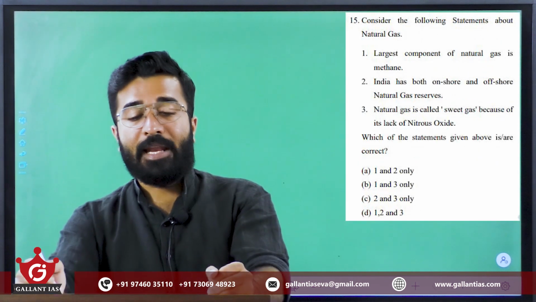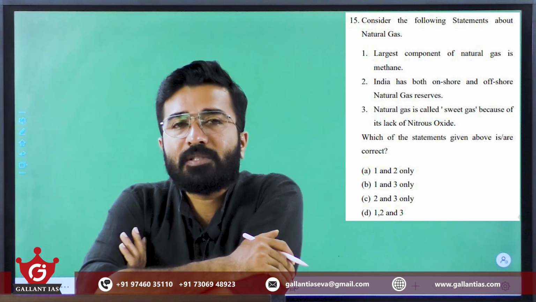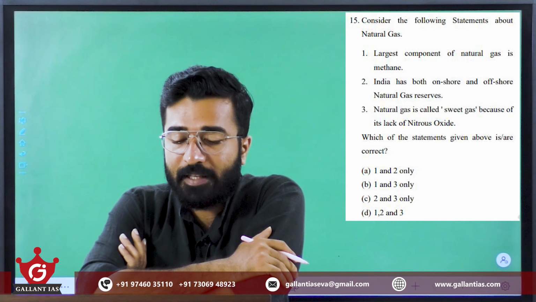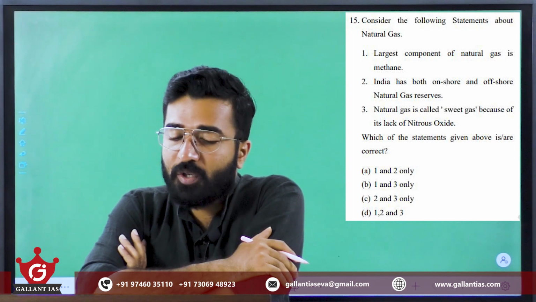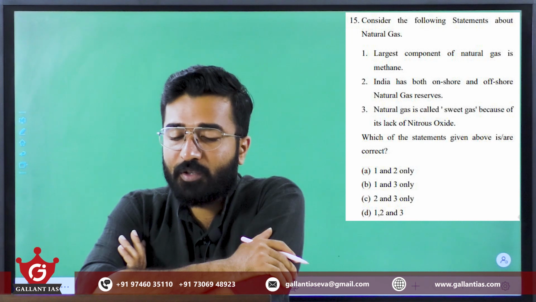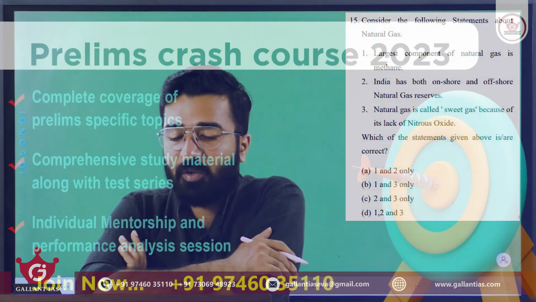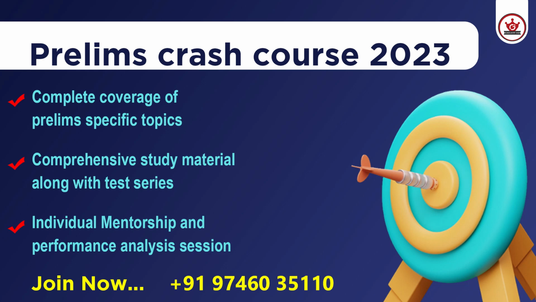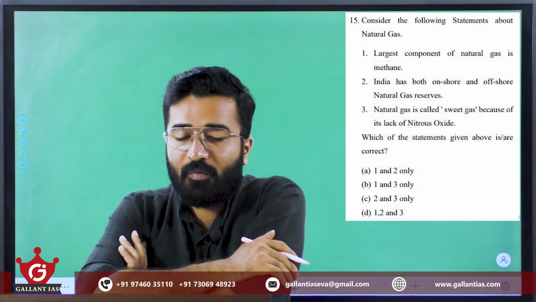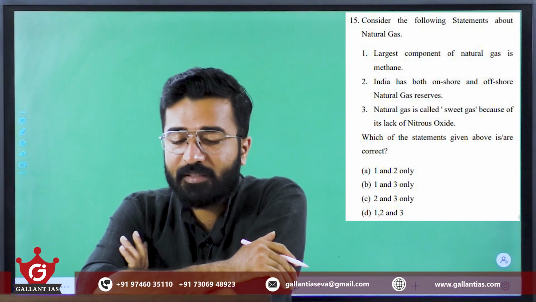Consider the following statements about natural gas. The largest component of natural gas is methane. I mean almost 70% of natural gas is methane. One is correct. India has both onshore and offshore natural gas reserves. Example, Mumbai High, and even in Assam we have the Digboi field. So both 1 and 2 are correct. Then, natural gas is also called sweet gas because of its lack of nitrous oxide. How many of you have made it correct? Okay, few. What's the explanation for that? Okay, 1 and 2 only is the correct answer.